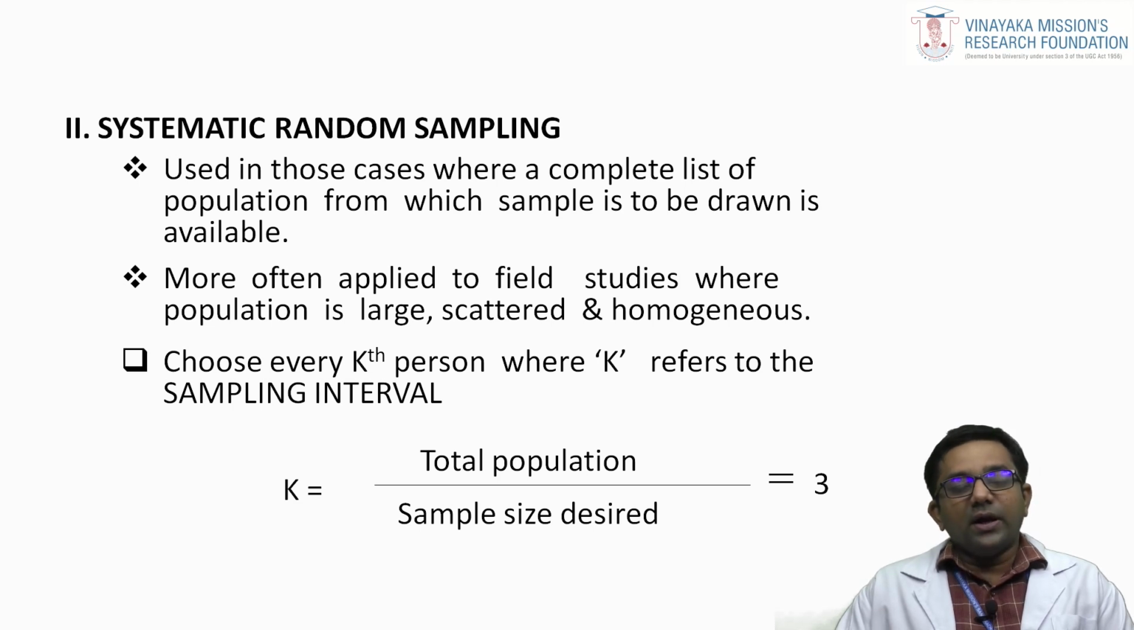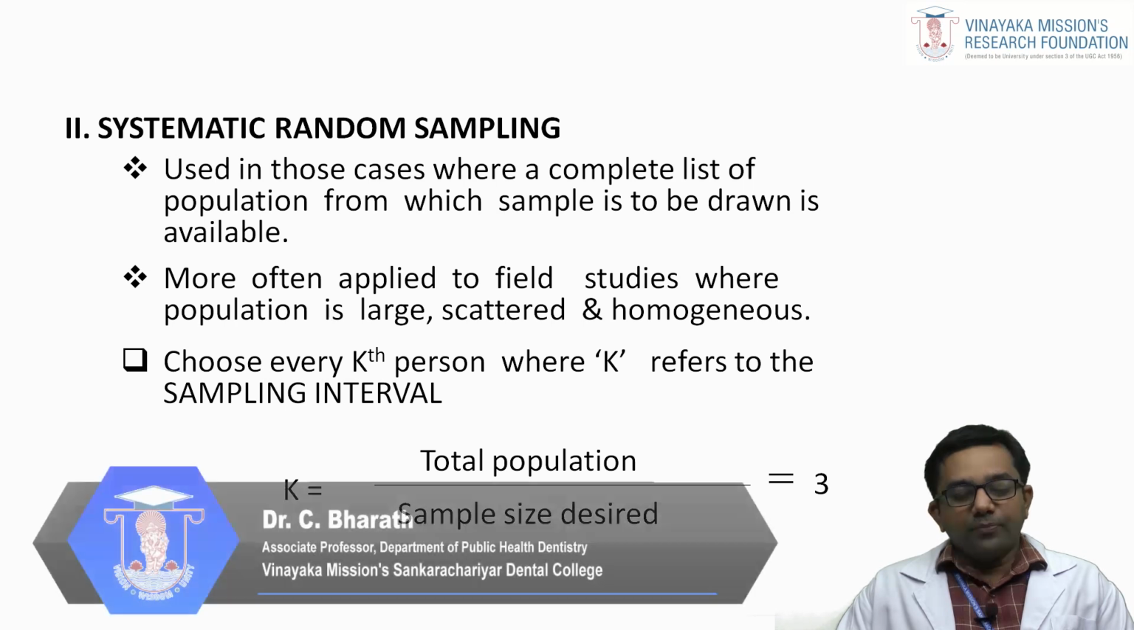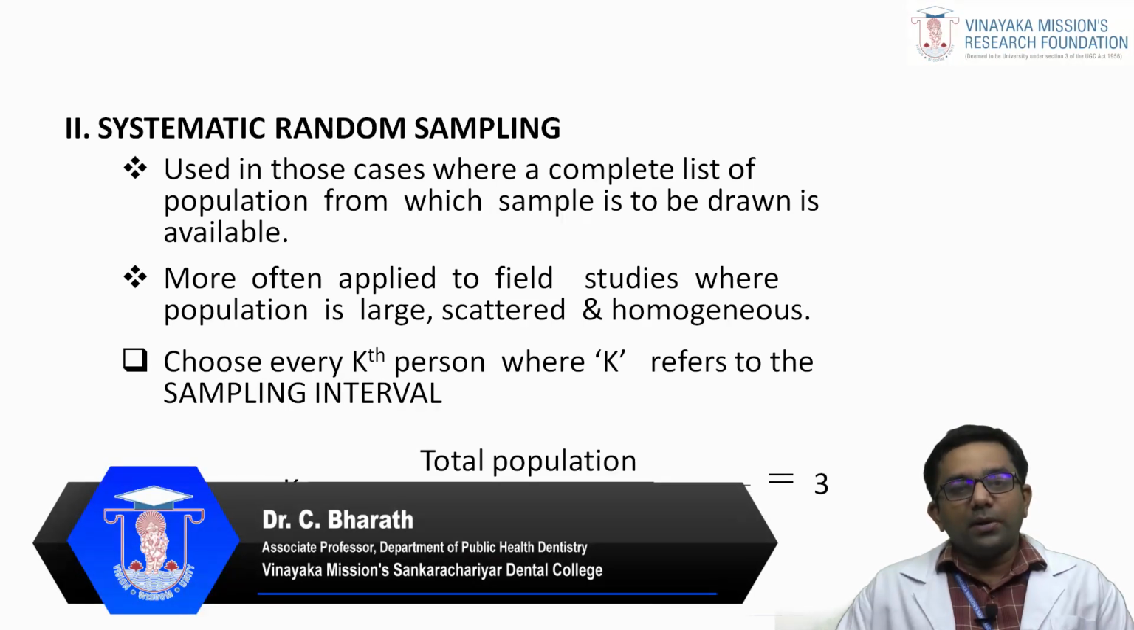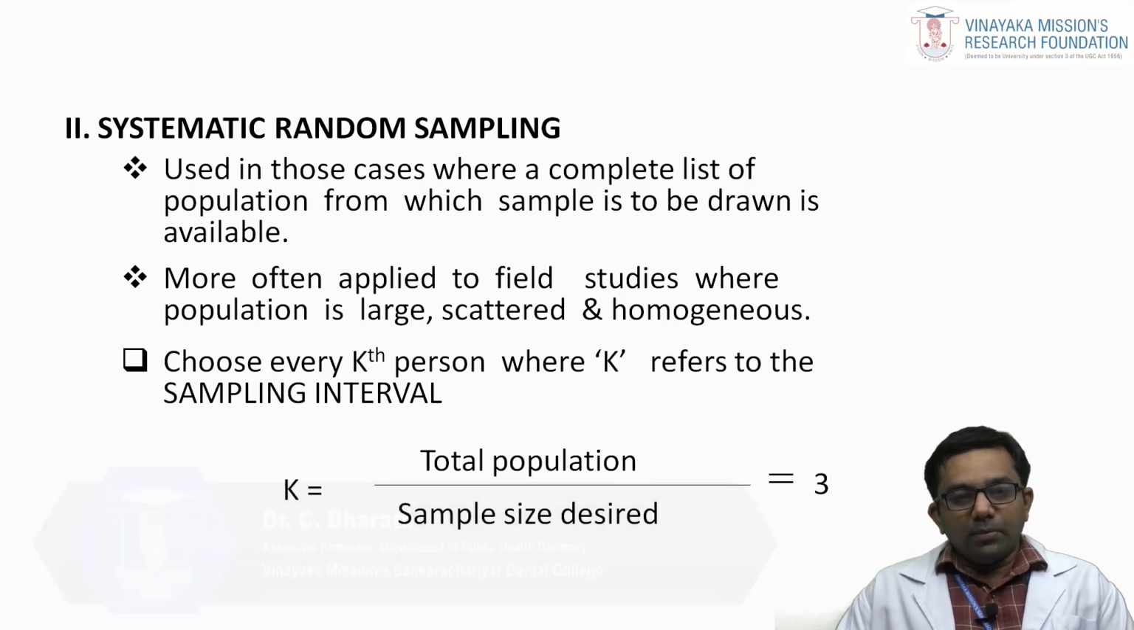So, first we have to define the sample size and the total population. The total population is divided by the desired sample size. So, when the total population is about 300 and the desired sample size is about 100, you divide 300 by 100, which gives a value of 3.